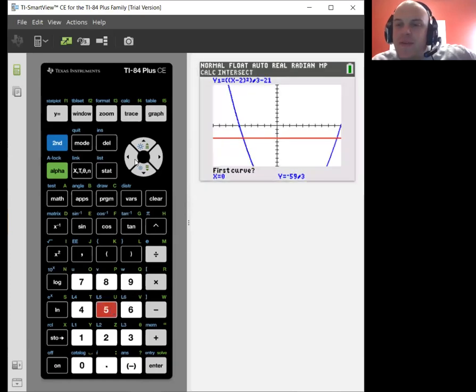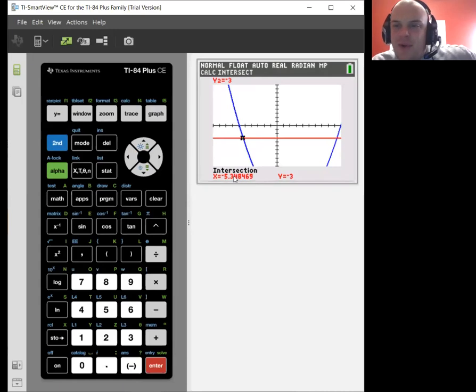Now, when it's talking about the first curve, it's like, okay, pick a point on the first curve where it's decently close to one of your x-intercepts, or one of those not x-intercepts, where they intercept each other. So I'm pretty close to that intersection point. When it says second curve, notice it's talking about the red graph, I'm pretty close to that. When it says guess, just put it decently close, we're already there. So we hit enter, and we get negative 5.34846. That's the same answer we got.